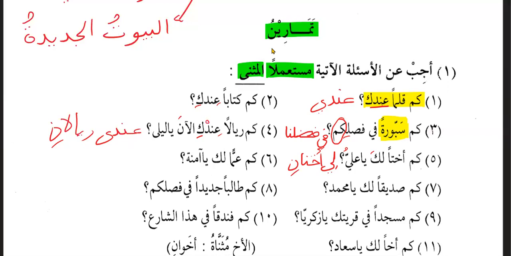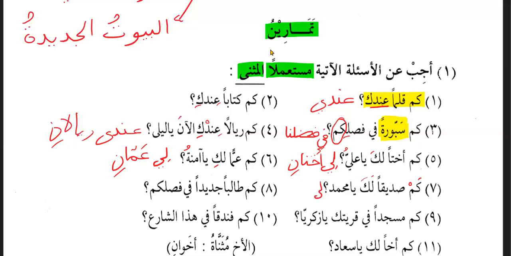And what do we call... is Ubaid here? نعم عبيد كم عما لك يا آمنة؟ لي عمان. نعم. So how many uncles do you have, O Amina? لي عمان, I have two uncles. Who's the other boy? I think it's Ilyas. إلياس. طيب كم صديقا لك يا محمد؟ لي صديقان.